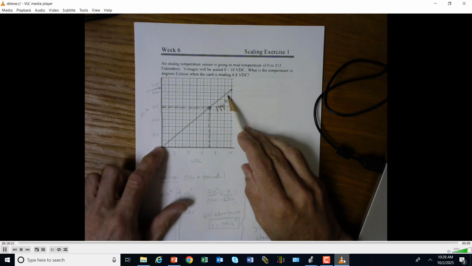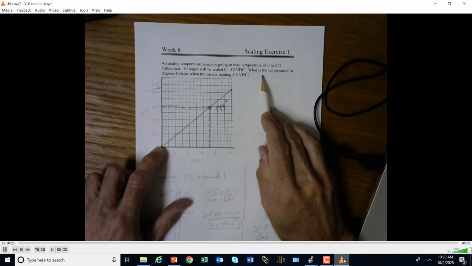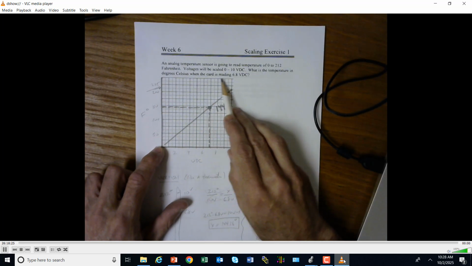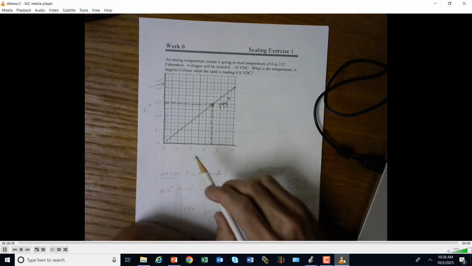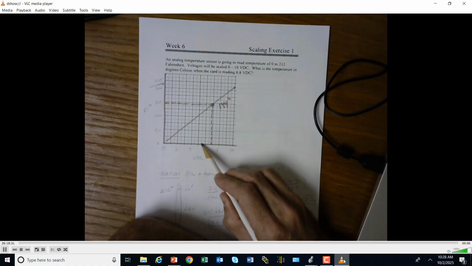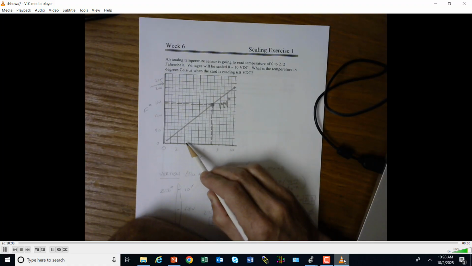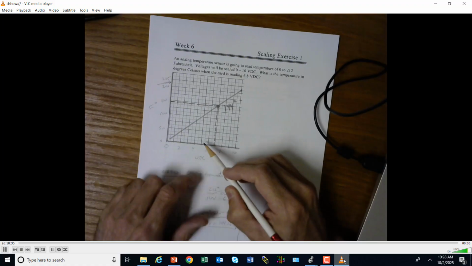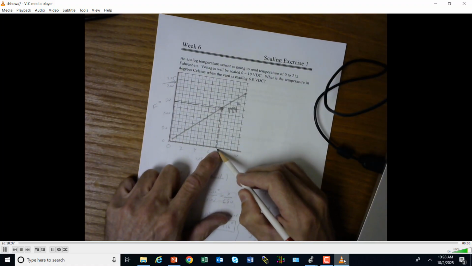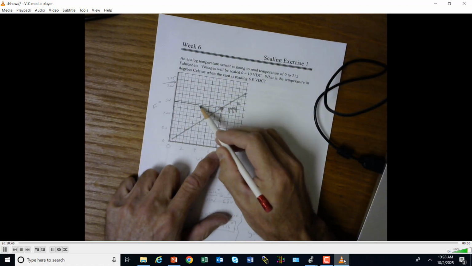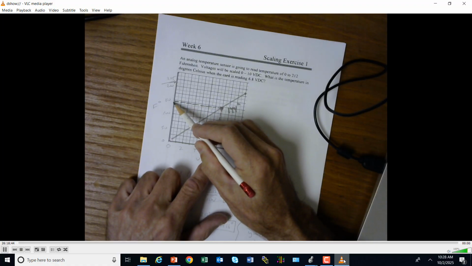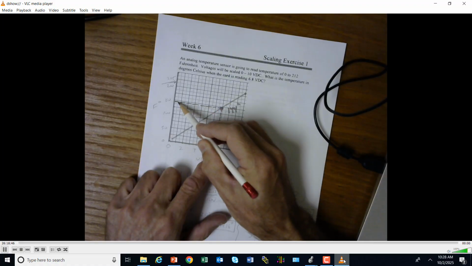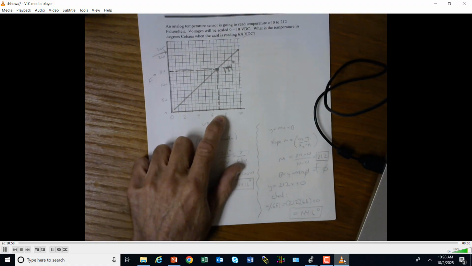Okay, let's just assume that. So it says, what is the temperature in degrees Celsius when the card is at 6.8 volts? So basically, at 5 you can follow this up, or at 6 you can follow, but at 6.8 you can follow it up, and it looks to be something less than 150 degrees. But we can figure out what that would be at 6.8 volts.